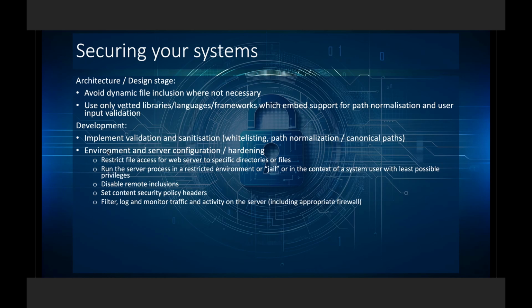And then there's a whole range of environment and server hardening that will restrict this vulnerability and/or restrict the impact if this vulnerability does exist. So we can restrict the file access for the web server just to specific directories. We can run it in a restricted environment or a jail, or in the context of a user that has the least possible privileges. We can disable remote inclusions, set the content security policy headers, and of course make sure we're filtering, logging and monitoring traffic and activity on the server. And this would include implementing an appropriate firewall.